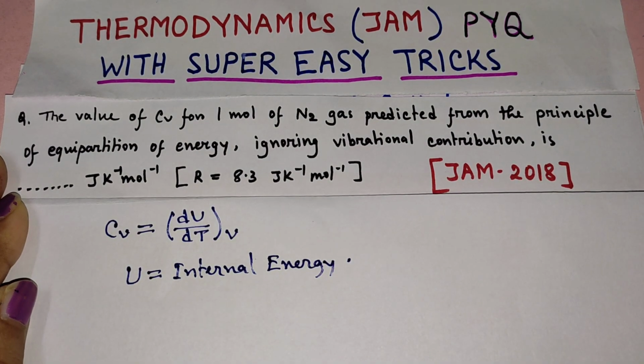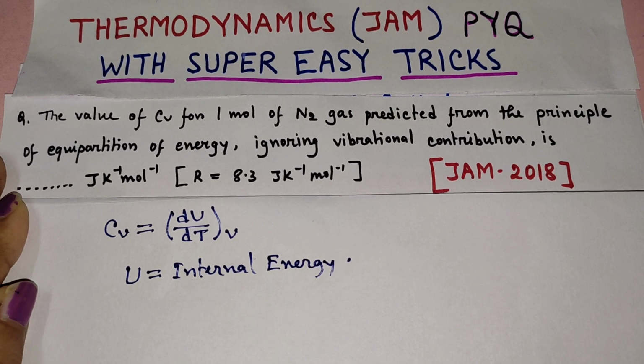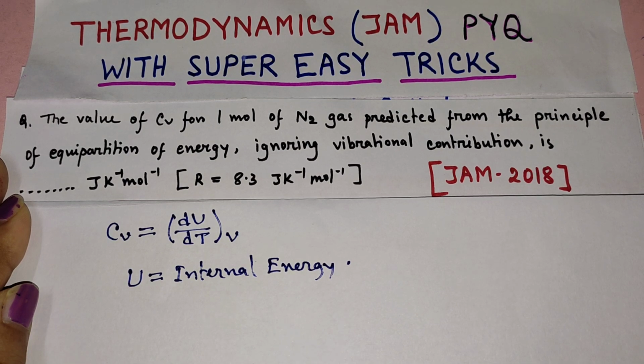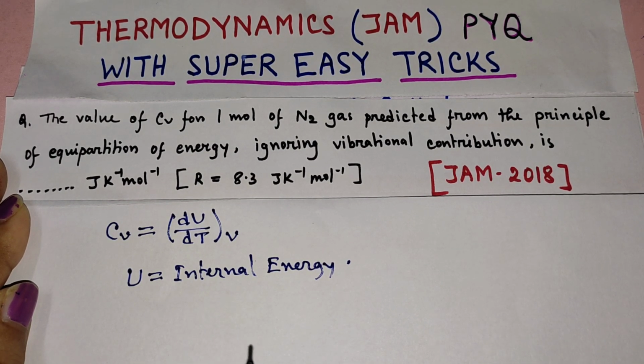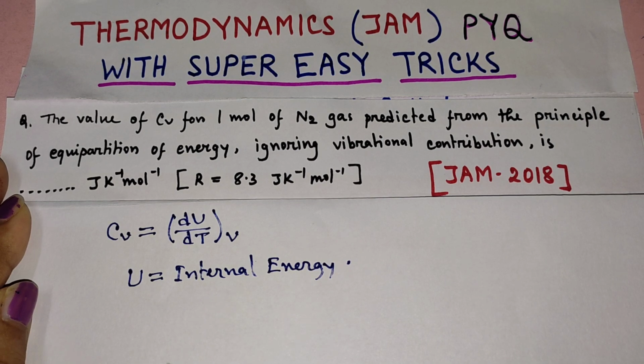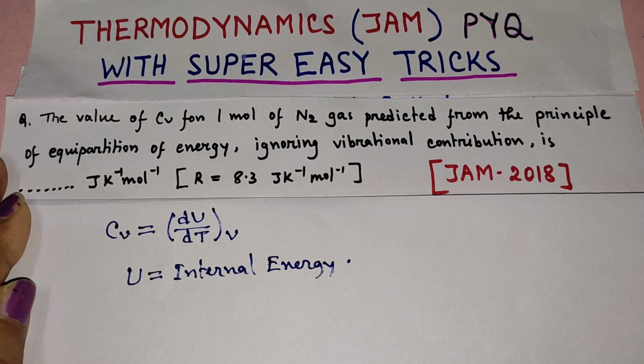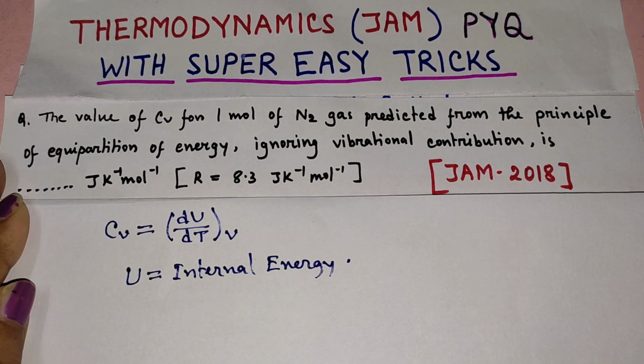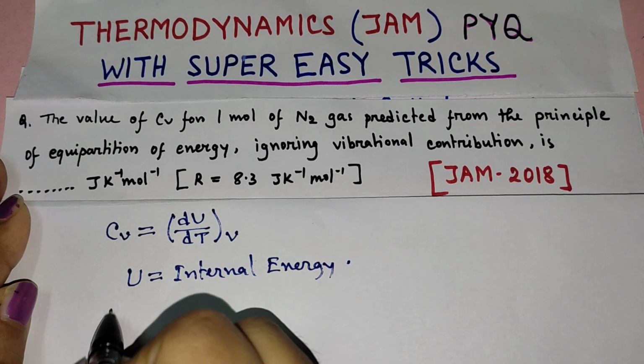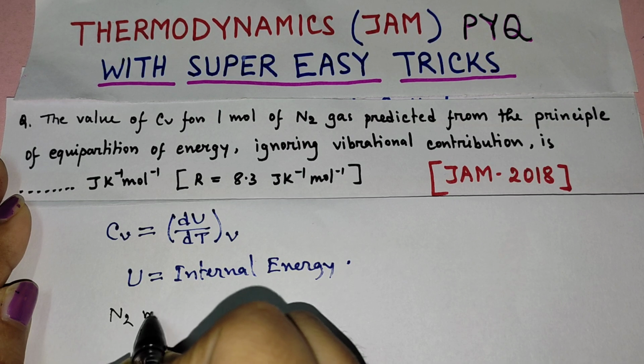From kinetic theory of gases, we know that gas molecules are randomly rotating and randomly moving, and they don't have any potential energy. All their energies are kinetic energy. The equipartition principle states that the average kinetic energy associated with each molecule, with each degree of freedom, is half kT. So we have to find the degrees of freedom for a nitrogen molecule.